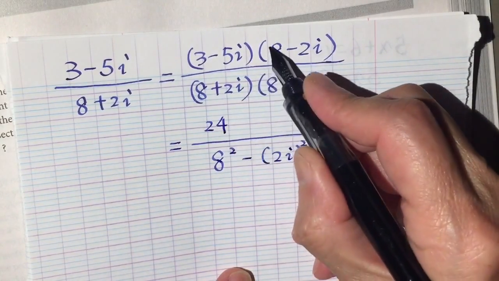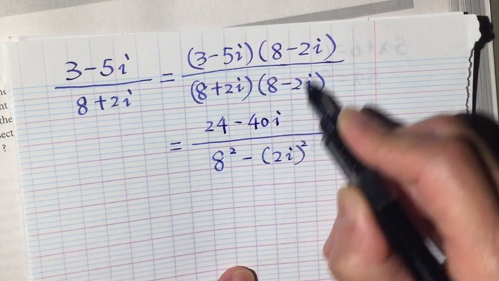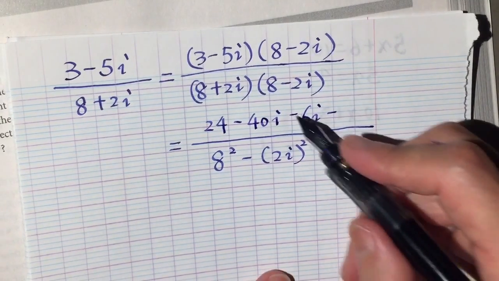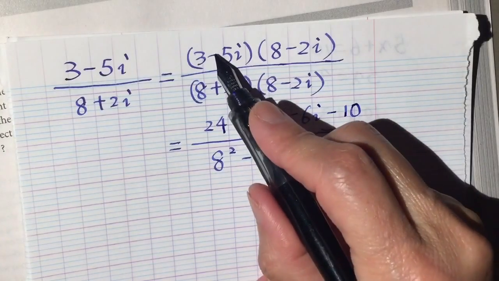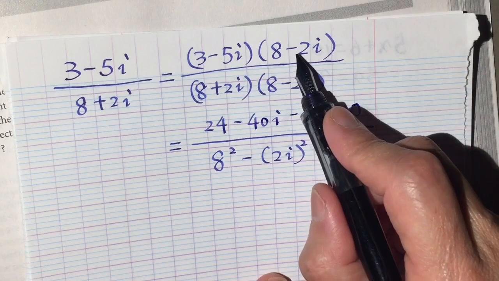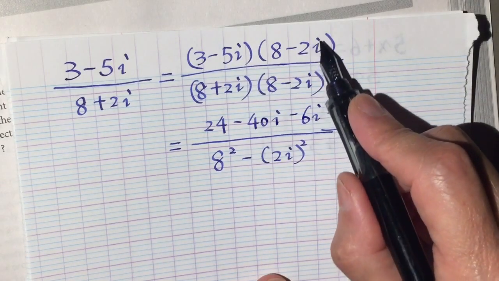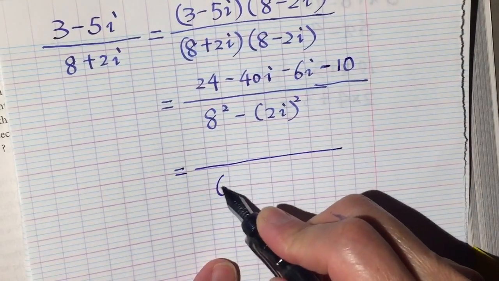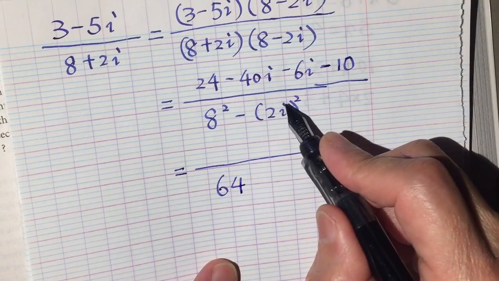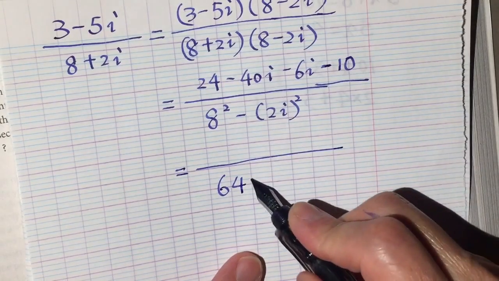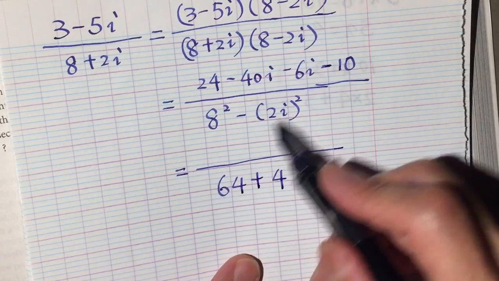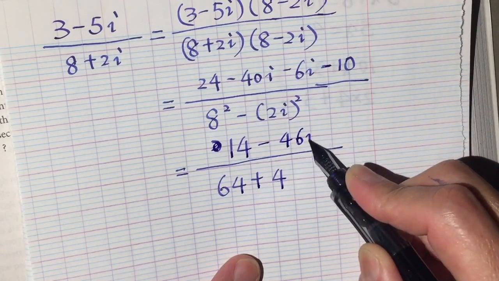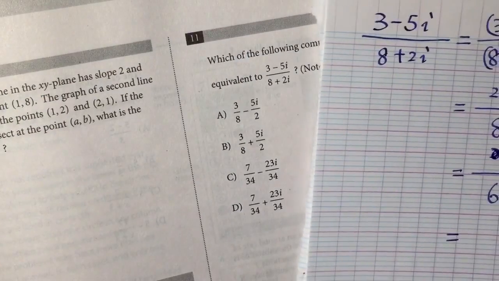3 times 8 is 24, 3 times negative 2i is negative 6i, 5i times 8 is 40i, negative 5i times negative 2i is positive 10i squared. Negative 5 times negative 2 is positive 10, but i times i equal to negative 1, so it becomes negative 10, and the bottom part is 64, and this negative 4 minus negative 4 is plus 4. On the upper part, 14 minus 46i.